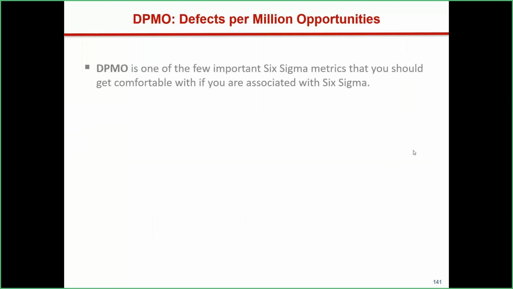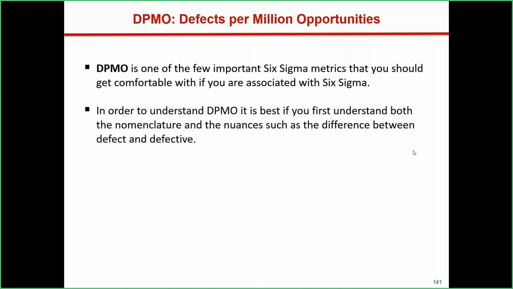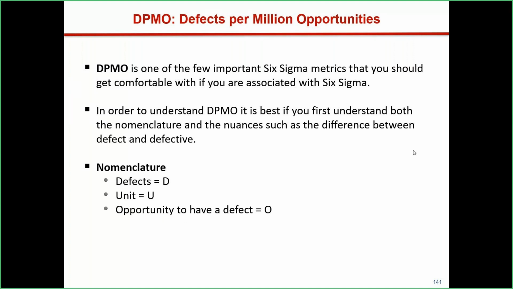DPMO. So now that we have understood what DPU is, let's look into DPMO. DPMO is one of the few important Six Sigma metrics that you should get comfortable with if you are associated with Six Sigma. In order to understand DPMO, it is best if you first understand both the nomenclature and the nuances, such as the difference between defect and defective. Nomenclature: defect is symbolized by capital D, unit by capital U, opportunity to have a defect is O.